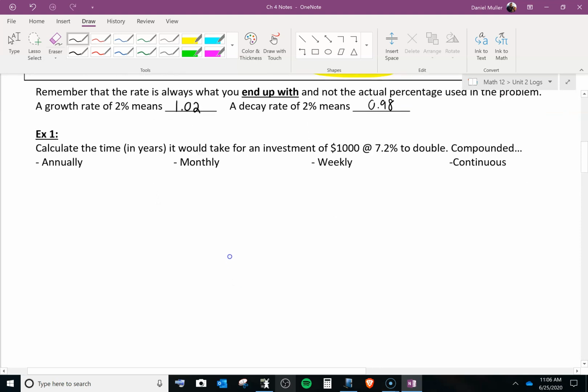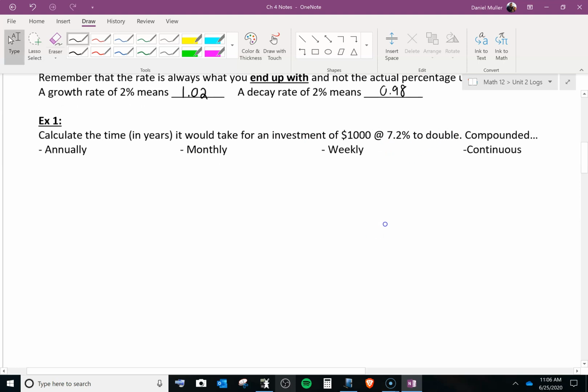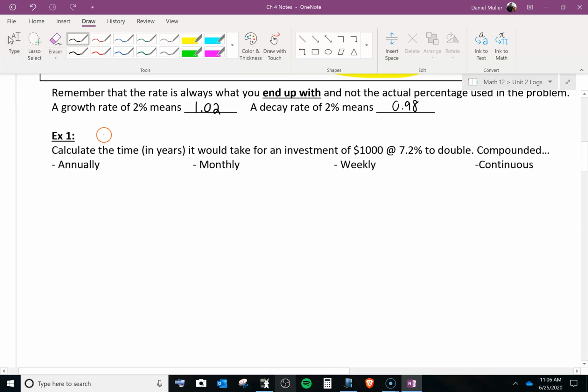Now, example number 1 says calculate the time it would take to invest $1,000 at 7.2% for it to double. We have 4 different questions we're going to do here. It is nice to usually write down some information. So, for instance, what's your final amount, A? Do we know? If we don't know, we just put a question mark.